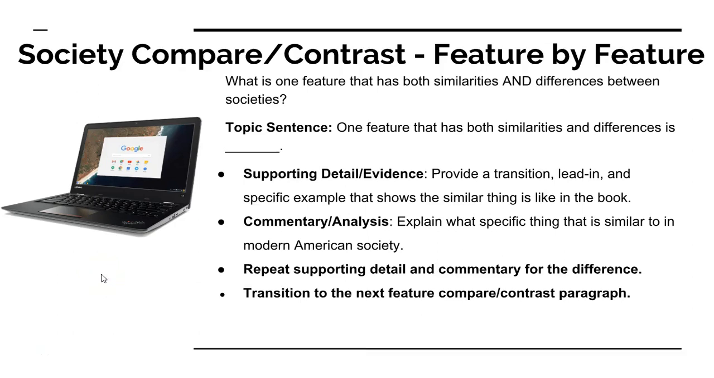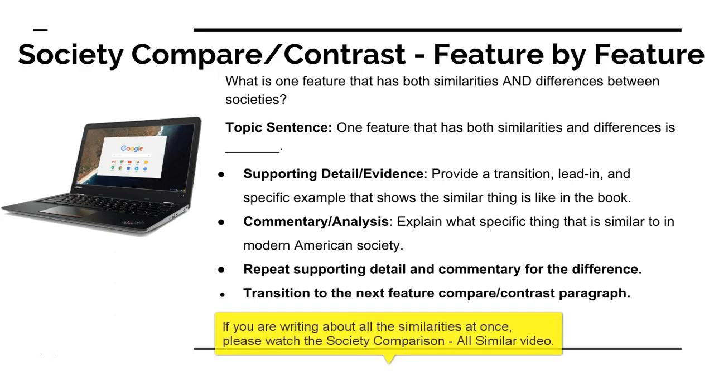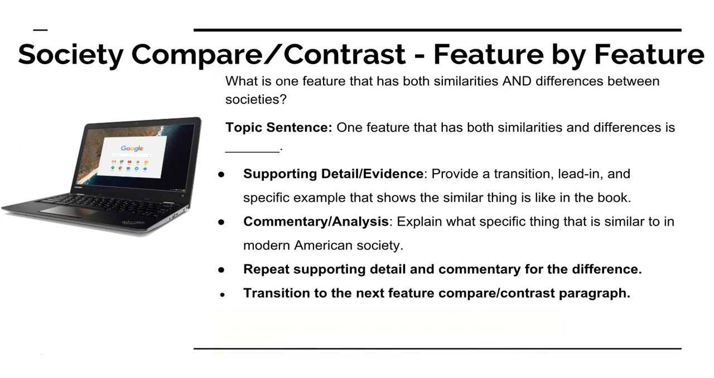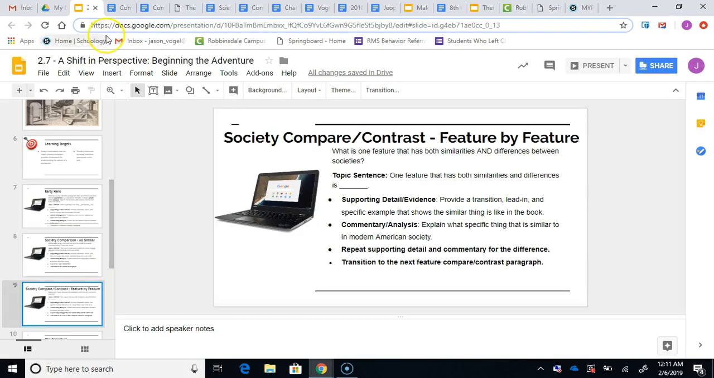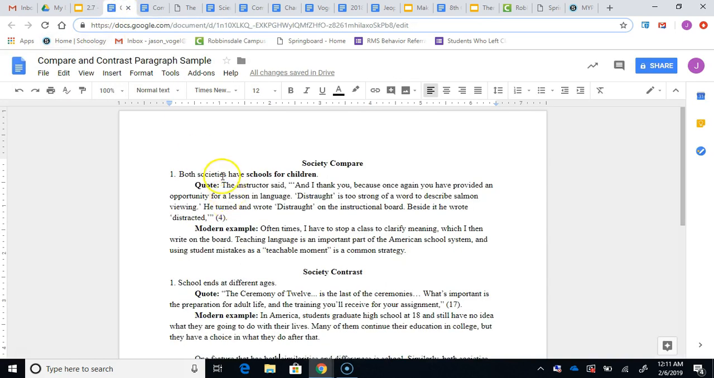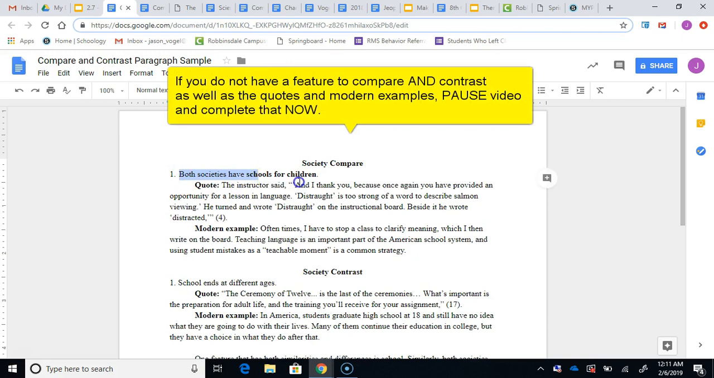Hello, and congratulations! You have selected to write the Society Compare and Contrast essay feature by feature. This means you have found similarities and differences between the same features in both the book and modern American society. So at this point, you should have one feature that shows a similarity on your Society Compare page, as well as that same feature and how it is different on your Society Contrast page.